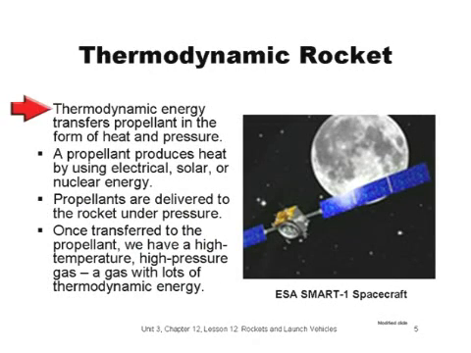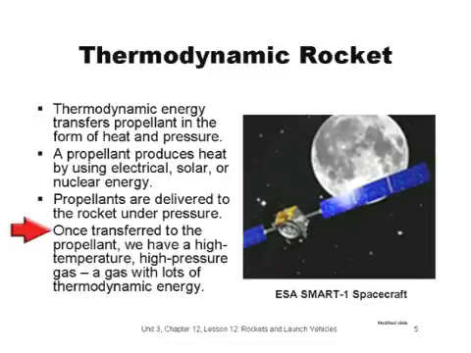In a thermodynamic rocket, thermodynamic energy transfers to the propellant in the form of heat and pressure. A propellant can produce heat through a chemical reaction or from external sources such as electrical, solar, or nuclear energy. Propellants in gas or liquid form are delivered to the rocket under pressure. With both heat and pressure present in the combustion chamber, many particles are excited and accelerate through a nozzle to create high-speed exhaust particles.